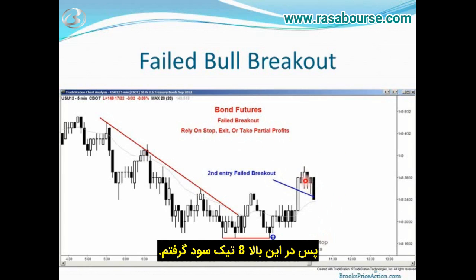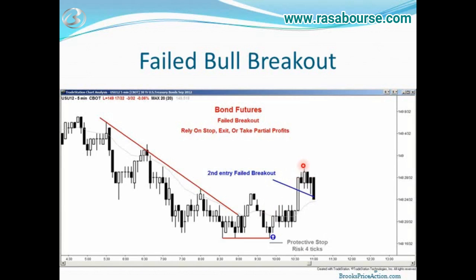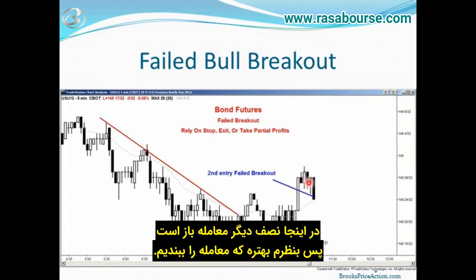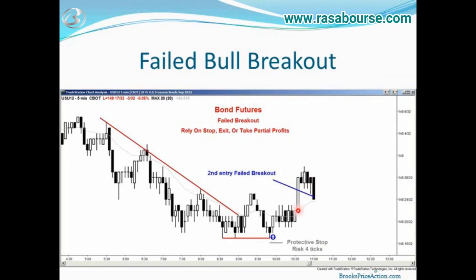So I would have scalped out with 8 ticks up around here, and then with the second attempt down, the market might be transitioning into a trading range. I think it's reasonable to go flat or put your stop back to break even on the remaining half of your position.